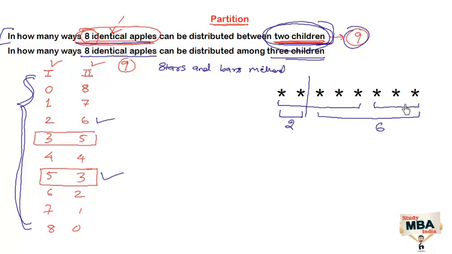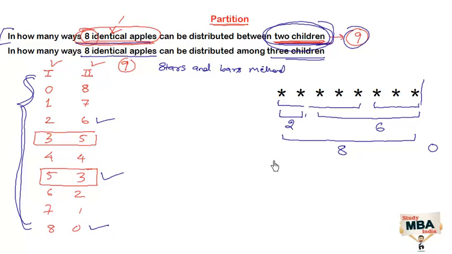Now if I look at another possibility, if I remove it and put the bar at this particular place, then the left-hand side is the entire 8 apples, and on the right there is no apple, so mathematically we can say there are 0 apples. So 8 and 0 is also one of the possibilities. We can see that as and when we put these bars at different places, we are getting different distributions.